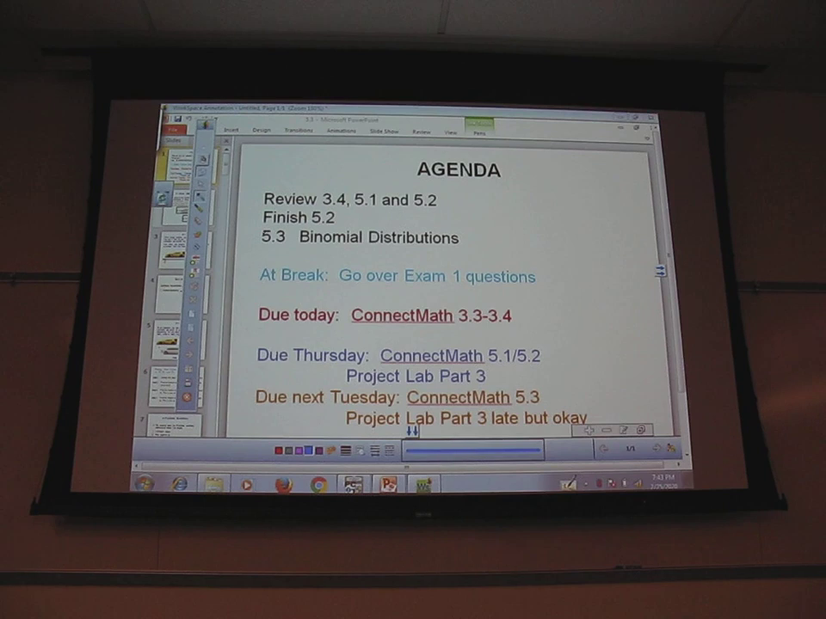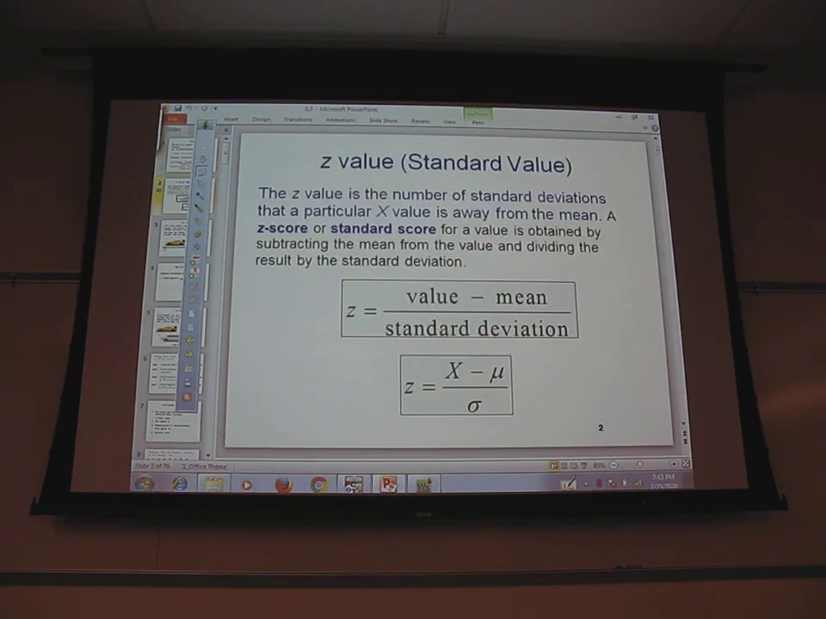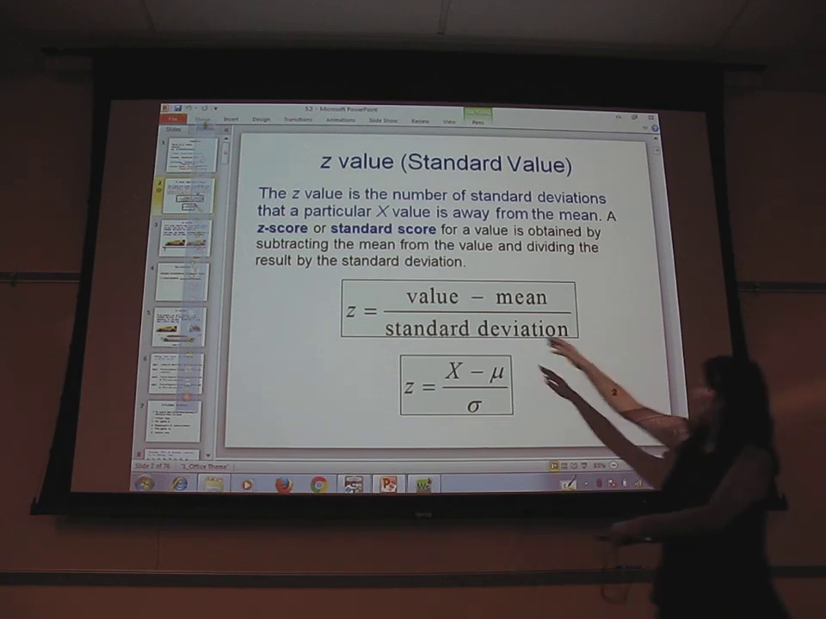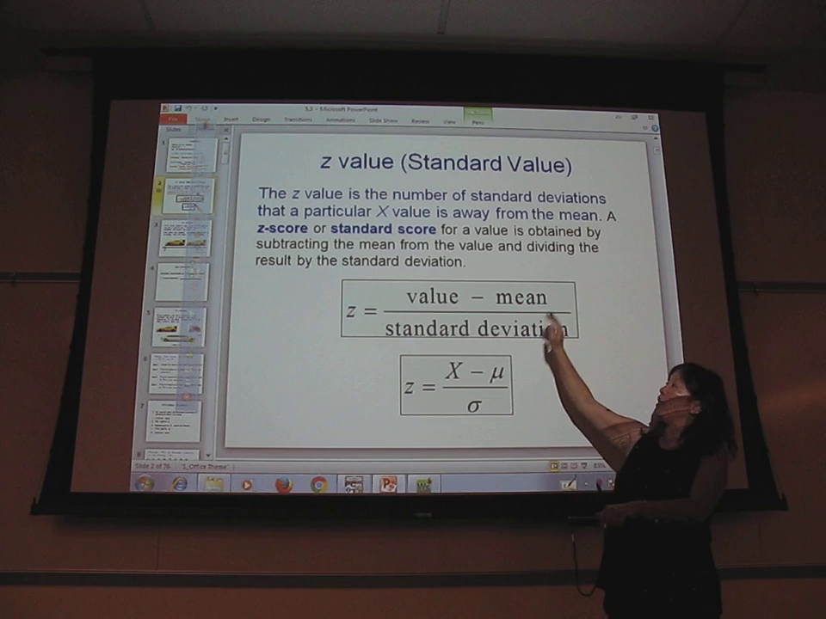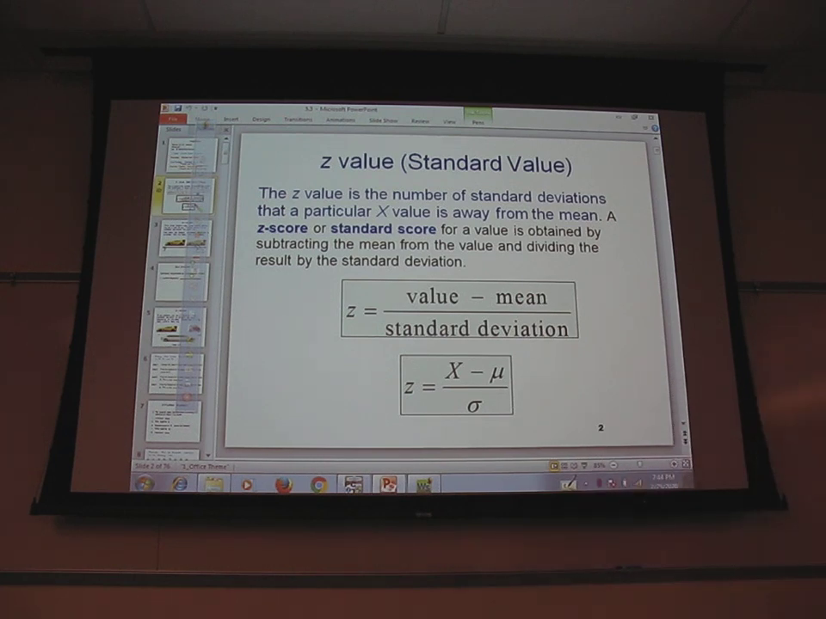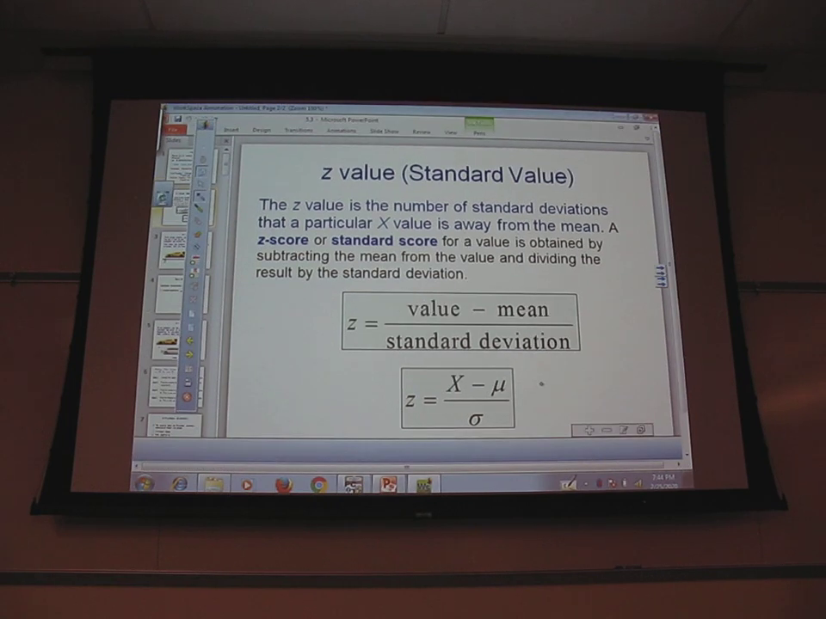So let's jump right into stuff. Again, remember the z value. It's the number of standard deviations a particular x value is away from the mean. How do you find it? You take whatever value you're trying to find the z-score for, subtract the mean, and divide by the standard deviation. For a sample, it'll be like this: your z-score is equal to x minus x bar, divided by s. That's for a sample.